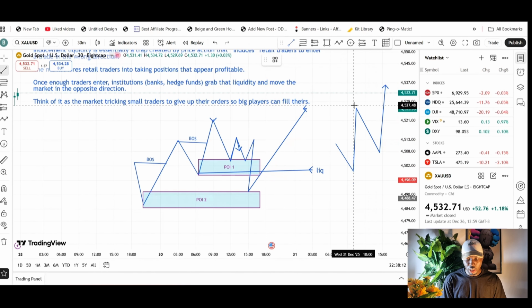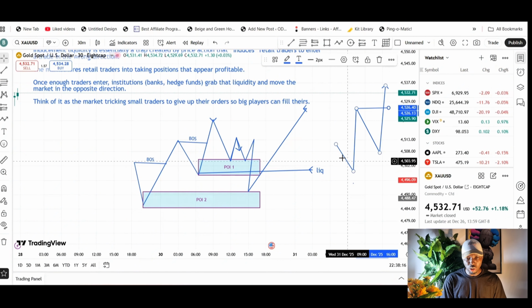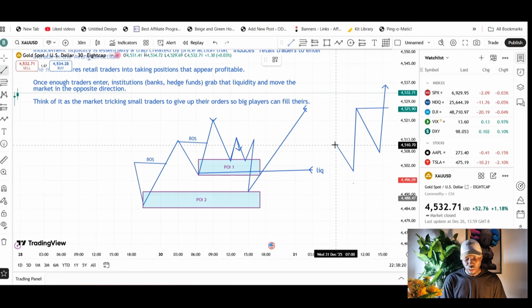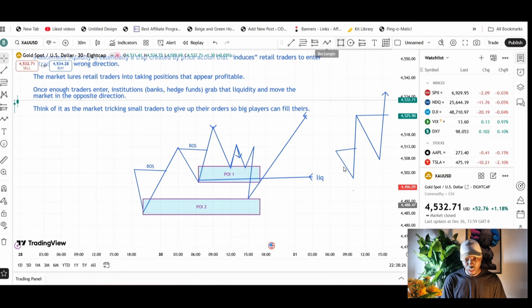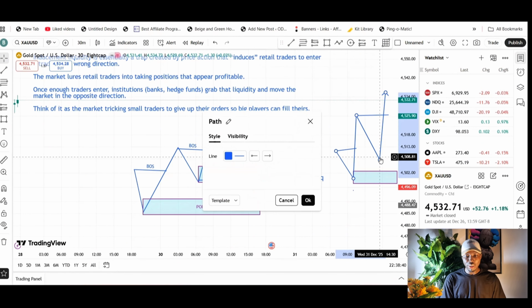There's a break of structure here. There's a break of structure. There's a break of structure here. There's also a break of structure here. This is the valid point of interest. Here is the valid point of interest.